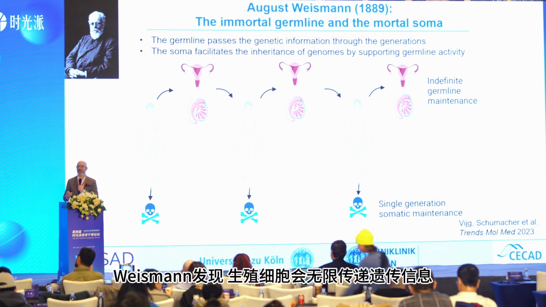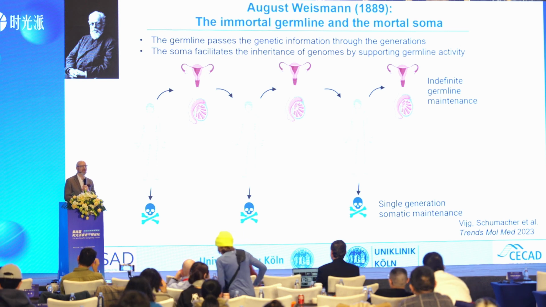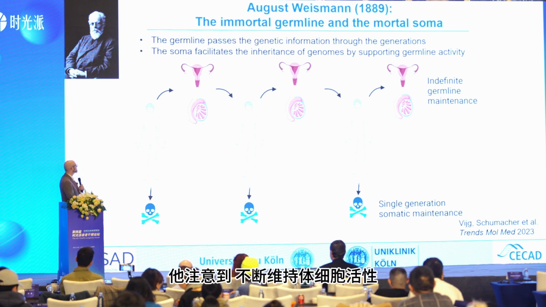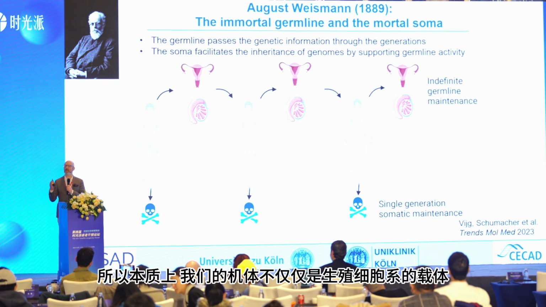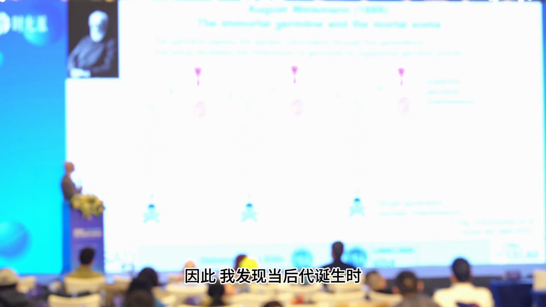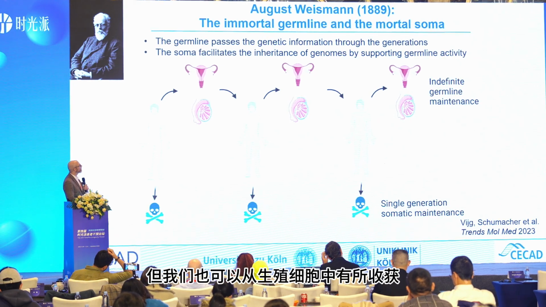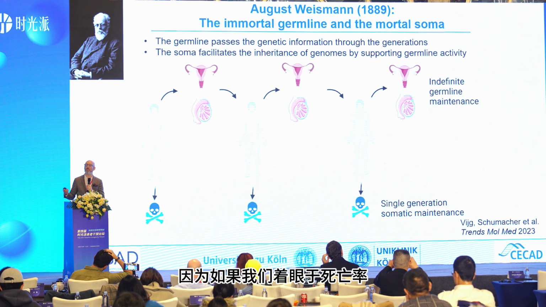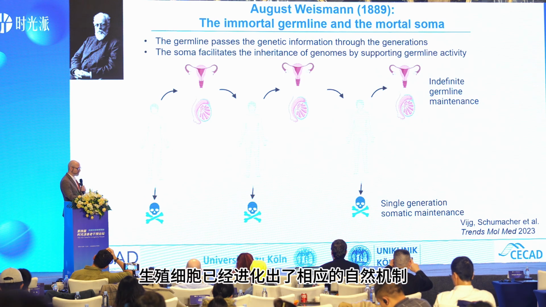And when he realized that germ cells indefinitely perpetuate the genetic information, he noticed that maintenance of the soma, indefinite maintenance of the soma, would offer no selective advantage. So essentially our bodies are only the mere vehicles of our germ cells. So upon installation of the next generation, the soma can age, decay, and die. And fundamentally, this is why we get sick when we are old. But there's also something we can really learn from the germ cells, because if we seek immortality, germ cells have already uncovered and naturally evolved the mechanisms of doing so.